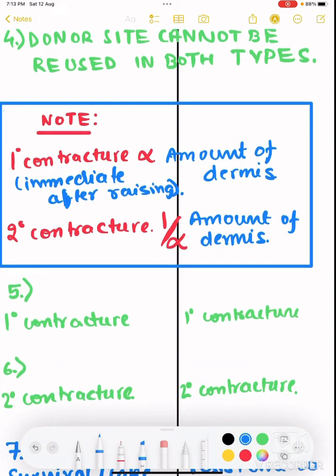And what is secondary contracture? The graft, after we place it at the recipient site, it tries to shrink. It is called secondary contracture. After placement, if it tries to shrink, it is called secondary contracture. So primary contracture is directly proportional to the amount of dermis and secondary contracture inversely proportional to the amount of dermis. You have to remember it.